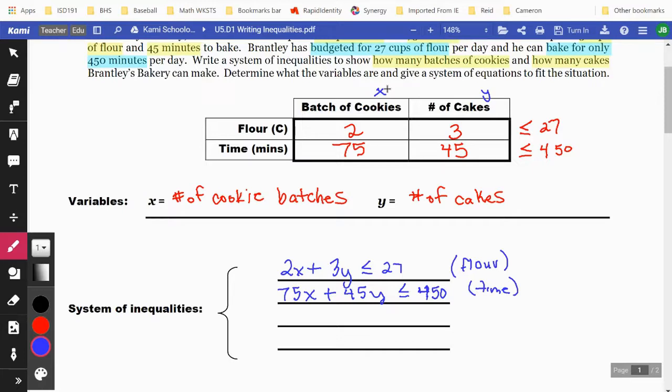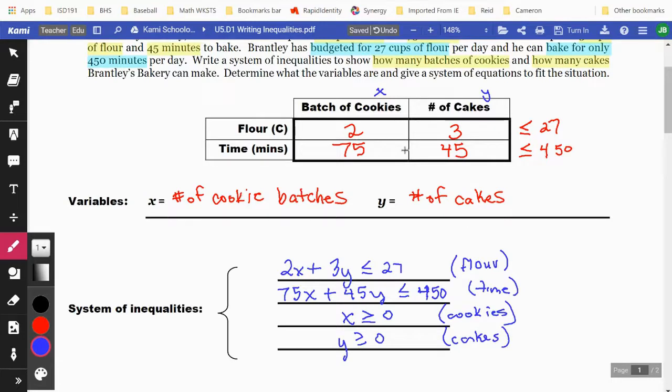So one more inequality for the batches of cookies is to show that X cannot be negative. In other words, X either has to be greater than 0 or equal to 0. So our inequality is X is greater than or equal to 0. And that's going to be our constraint for the batches of cookies. Then the last one is going to be very similar to that, and that's based on the number of cakes. For the same reason that you couldn't have a negative number of batches of cookies, you can't make a negative number of cakes either. So Y has to be greater than or equal to 0 as well.